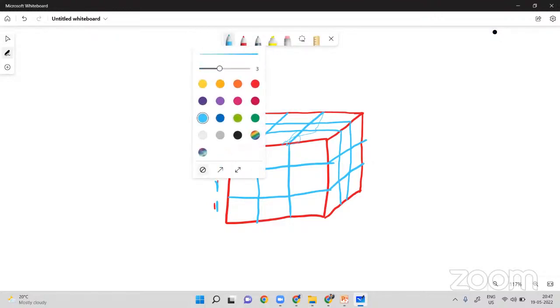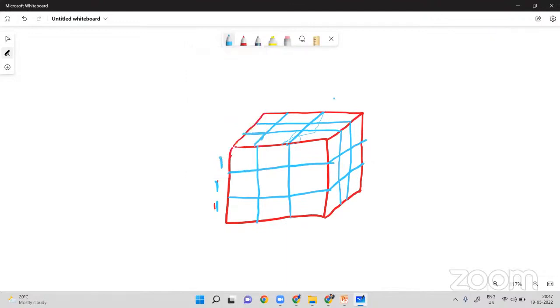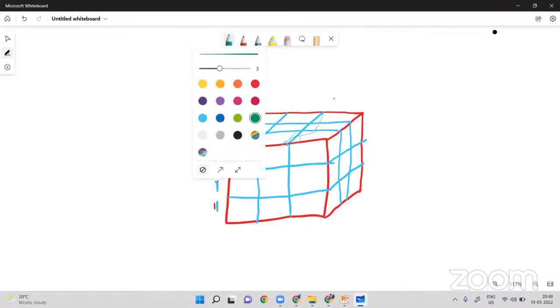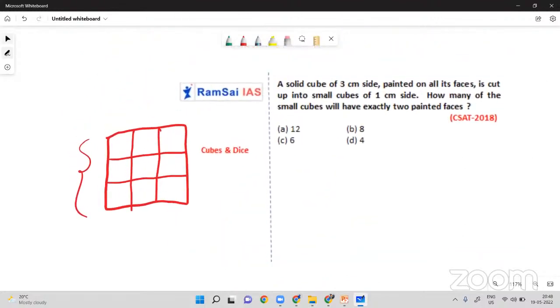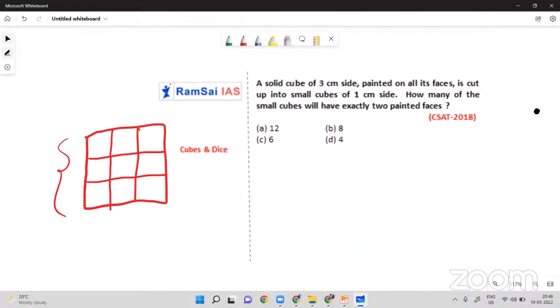Okay, with another color, with the green, I'll explain. This is a small cube you can get, which is at the corner. And this is another small cube you will get. If you cut it, you will get another cube. Like this, a total of 27 small cubes you will have now. Here the question is, how many of those 27 small cubes will have exactly two painted faces?